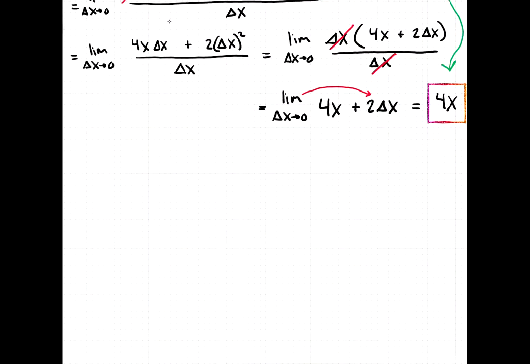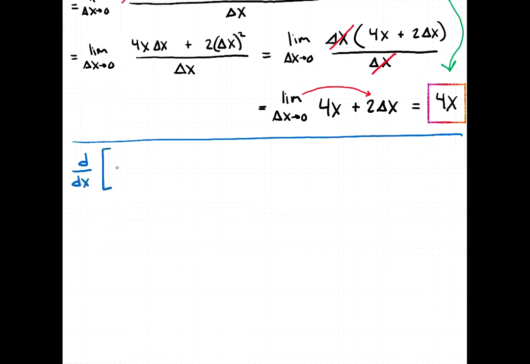So what I want to do now is establish a rule for the derivative of x to a power. Okay, so that was just an example. So now what we want to do is find the derivative of x to the power of n. We'll approach this the same way as we did with the specific example. We'll apply the limit definition of the derivative.